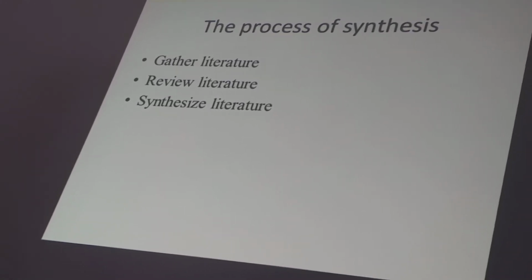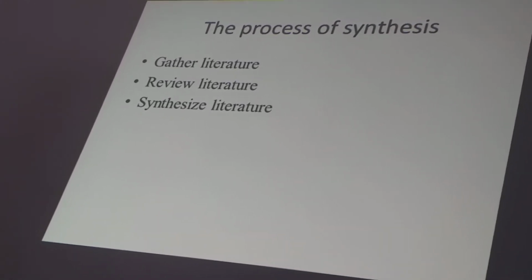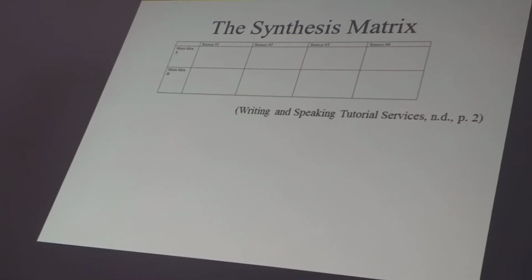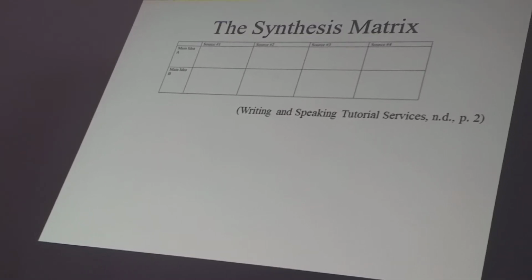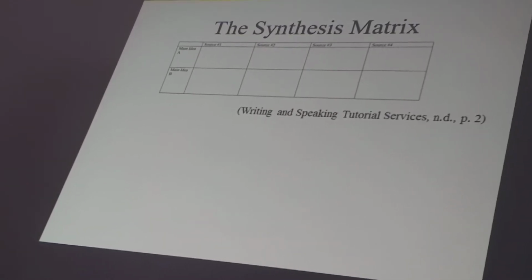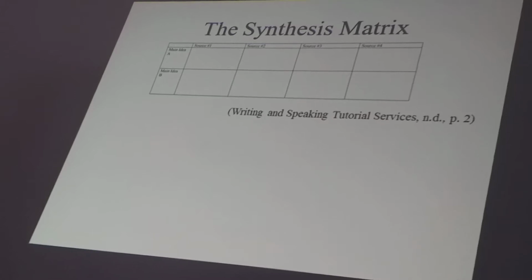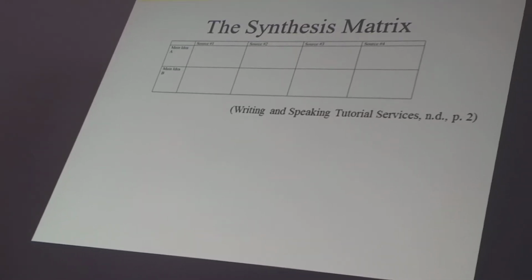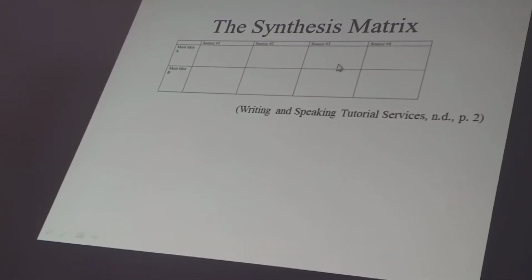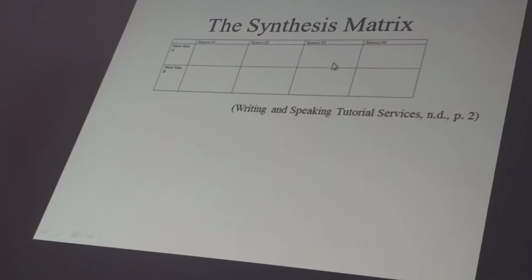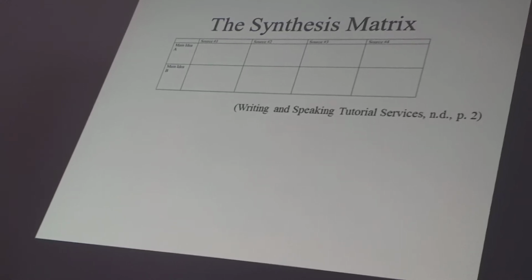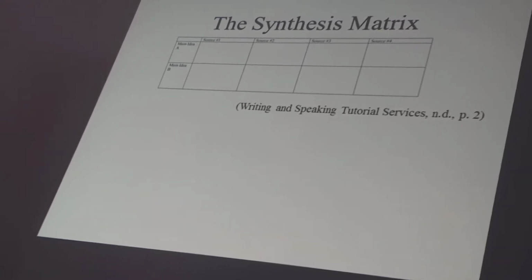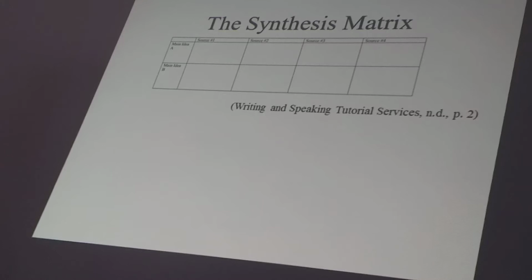And the question that imposes itself here: how can I synthesize or build my synthesis? Generally there is a technique called the synthesis matrix. This matrix is a chart, as you can see here, that allows a researcher to sort and categorize the different arguments presented on an issue.